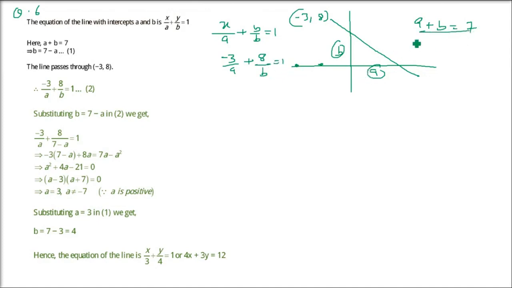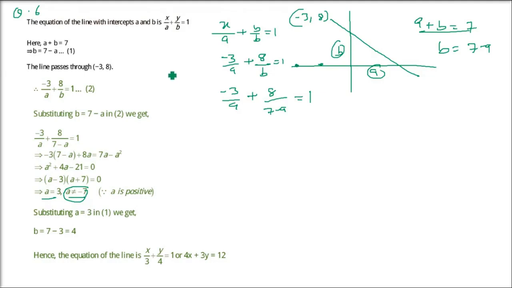Now a plus b equals 7 is given, the sum of the intercepts on the coordinate axes is 7. b you can put as 7 minus a. So minus 3 by a plus 8 by 7 minus a equals 1. Now you need to multiply this out. This is in front of you. I hope you'll be able to solve the quadratic equation. a is going to be 3, and a is going to be minus 7 also.